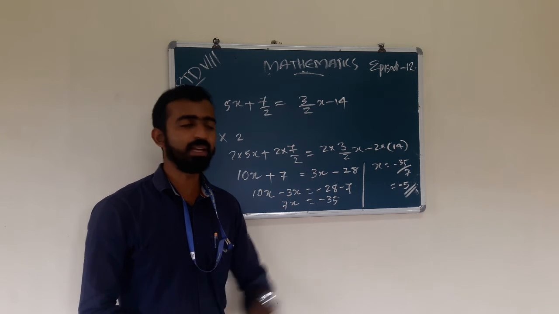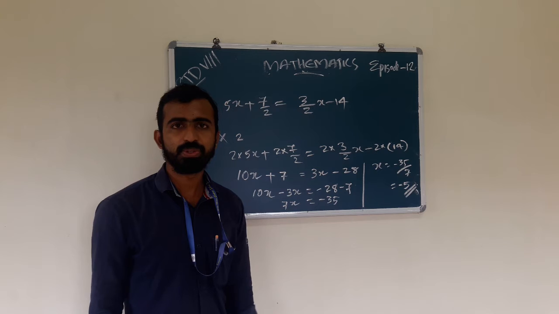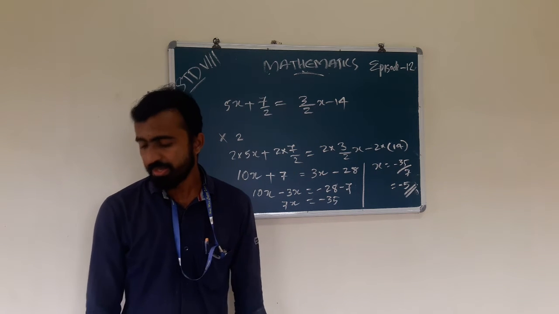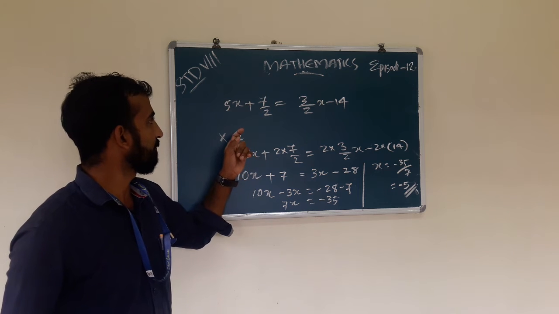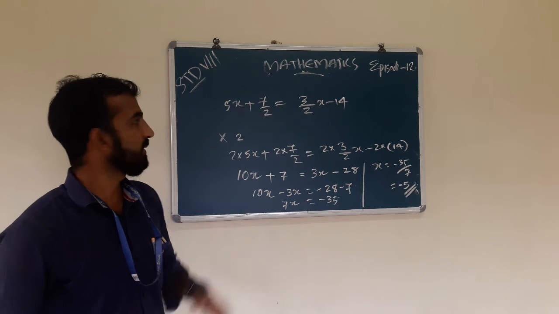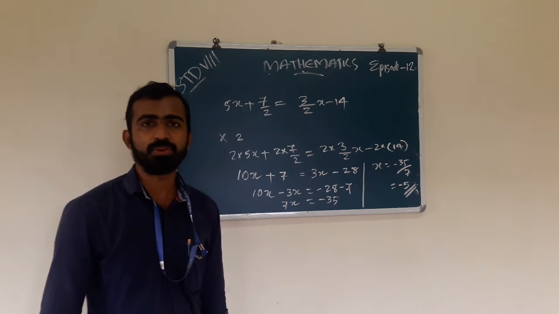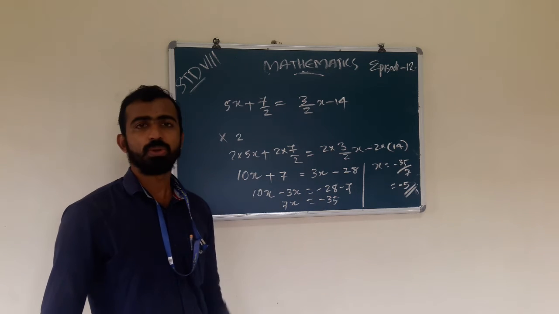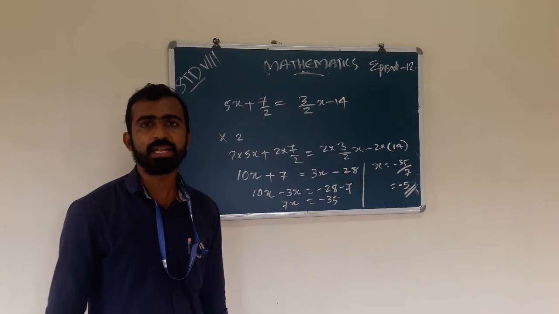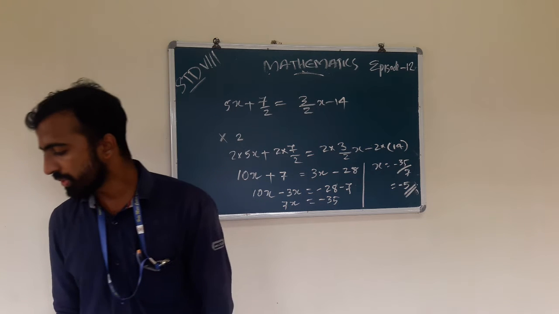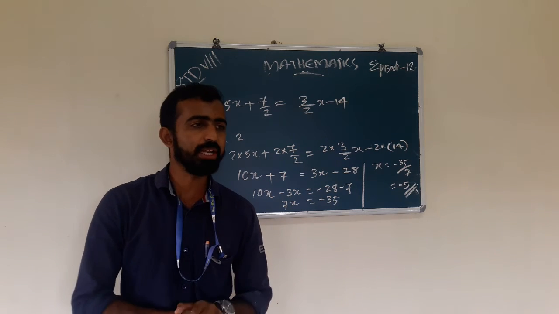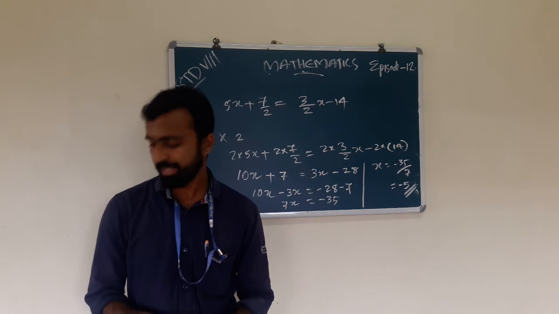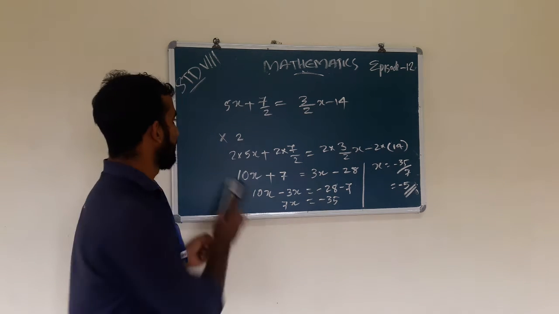Any doubt? Minus 5 is the x value. When we give x as minus 5, the equation is satisfied, or the equation is correct. Okay. Now we are going to discuss exercise 2.3. Are you ready? Yes. Okay.